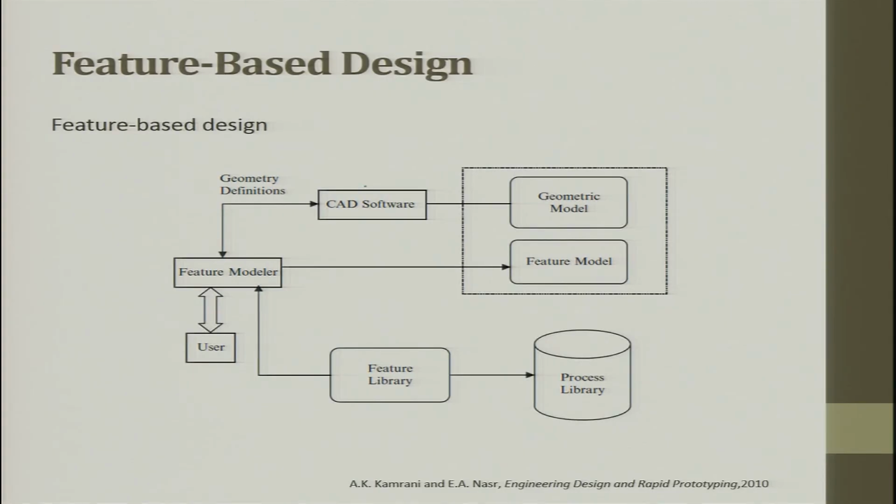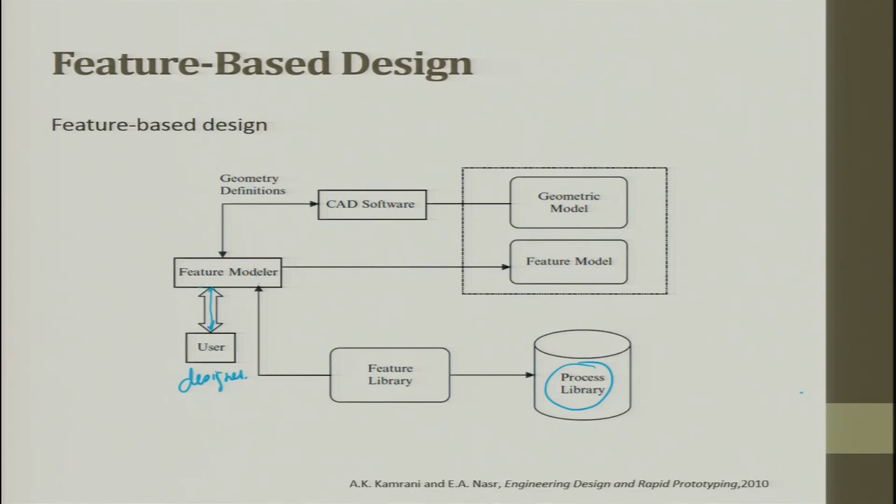So, you have a CAD software wherein you do geometric modeling and you have a feature modeler. This comes and does extraction of the features, which is feature modeling, and then this talks to the user, who is the designer. So, you have this CAD software which has these two, the feature modeler does this, and then this feature modeler always tries to get the information from the feature library, which is in turn attached to a process library.